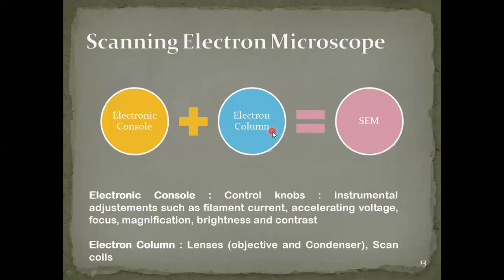Next, we move on to a very important and very sophisticated technique called the scanning electron microscope. SEM means scanning electron microscope. It consists of 2 parts: one is what we call the electronic console, and another is what we call the electron column.